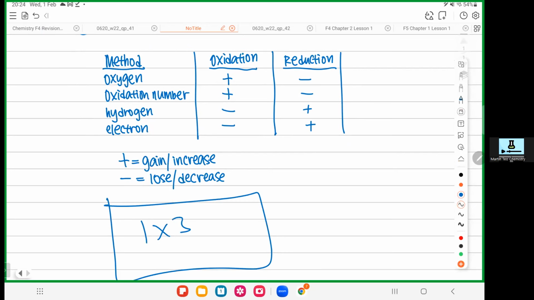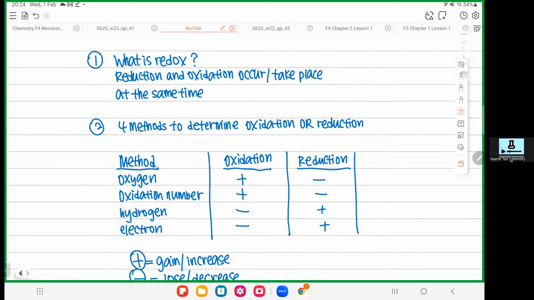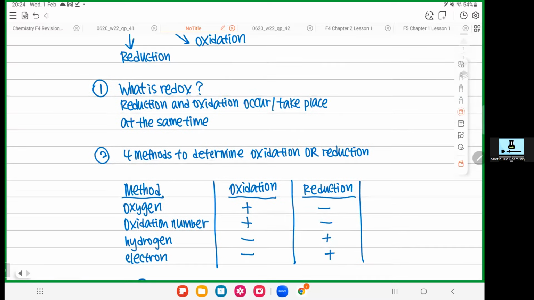You won't forget already. This is very, very important. You must know this table. Now, why is this table so important, and how can the question be tested in the real examination? How can they actually ask us the question? Let me show you how the question can be asked.